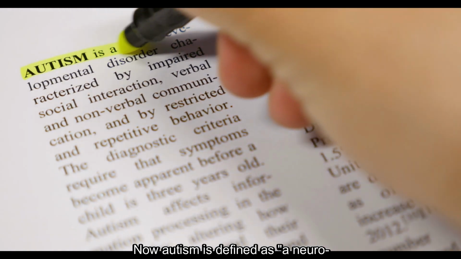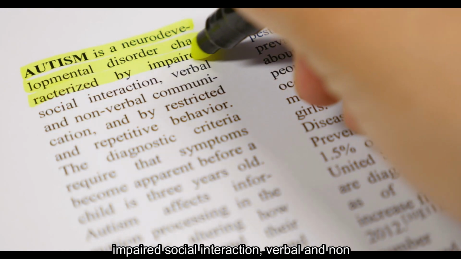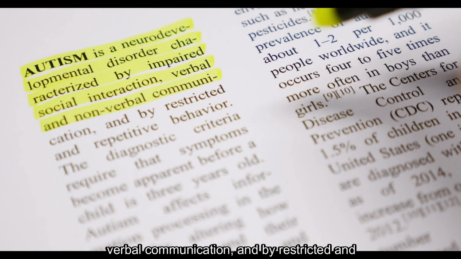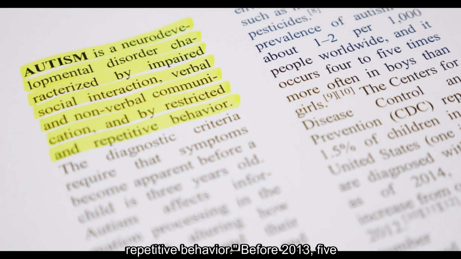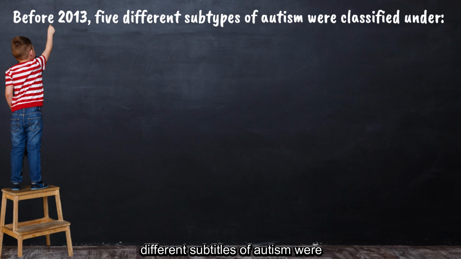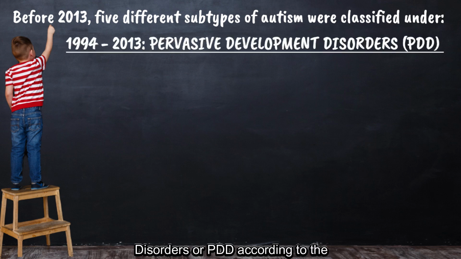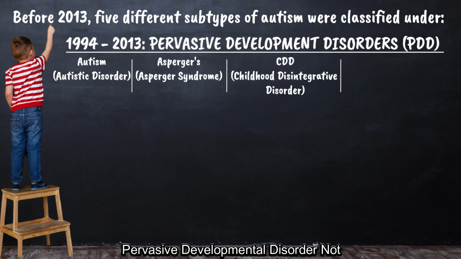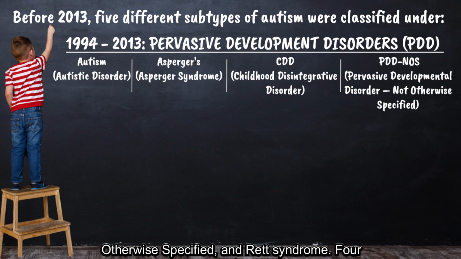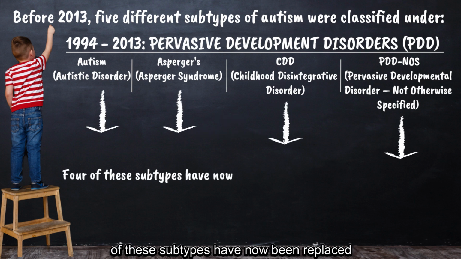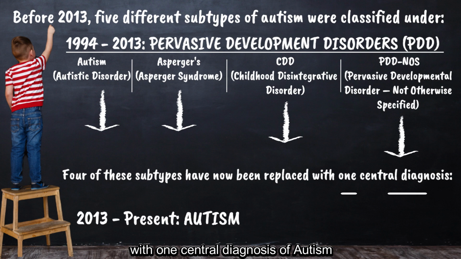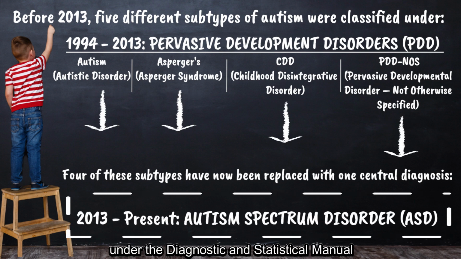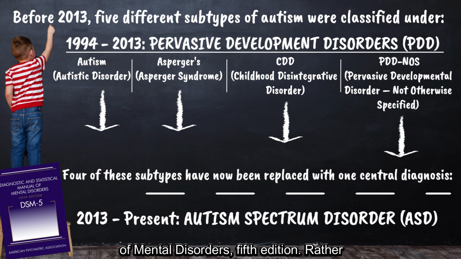Now, autism is defined as a neurodevelopmental disorder characterized by impaired social interaction, verbal and nonverbal communication, and by restricted and repetitive behavior. Before 2013, 5 different subtypes of autism were classified under pervasive development disorders, or PDD, according to the American Psychiatric Association. They were autistic disorder, Asperger's syndrome, childhood disintegrative disorder, pervasive developmental disorder not otherwise specified, and Rett syndrome. 4 of these subtypes have now been replaced with one central diagnosis of autism spectrum disorder, ASD, under the Diagnostic and Statistical Manual of Mental Disorders, 5th edition.